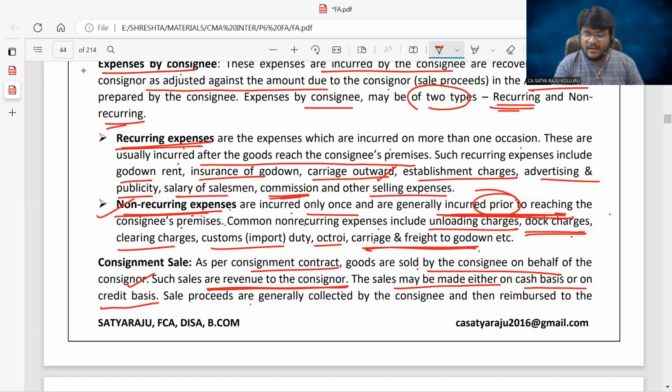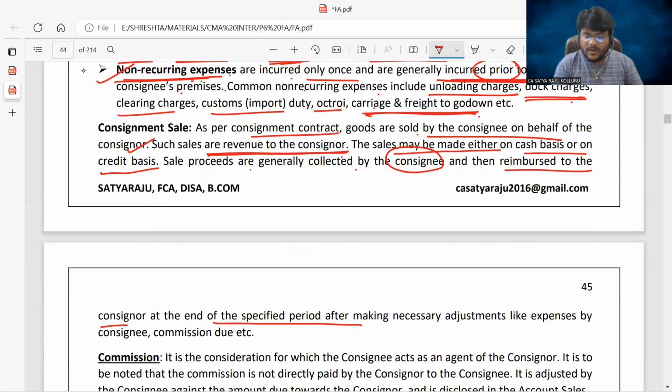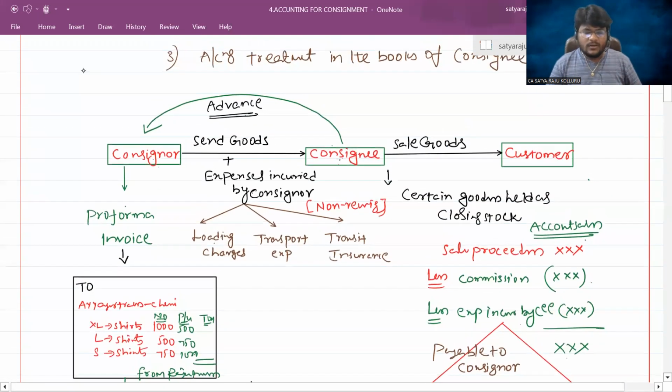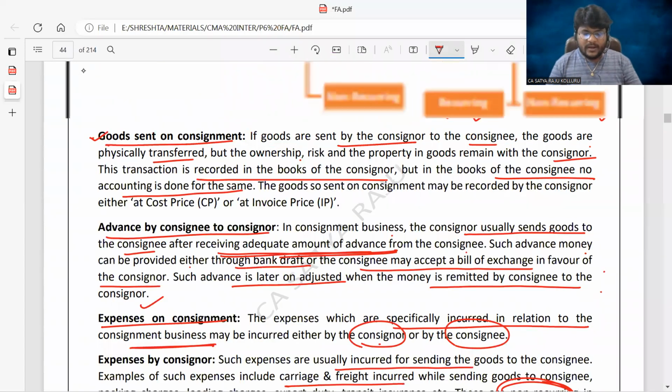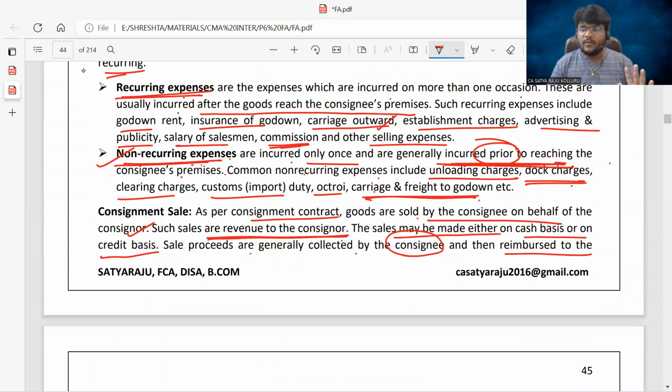Sale proceeds are generally collected by the consignee and then reimbursed to the consignor at the end of the specified period after making necessary adjustments like expenses by the consignee and commission due, etc. Now, through this diagram, what I explained earlier is explained in detail in my material. Hope it is understandable by everyone. Is it okay, guys?